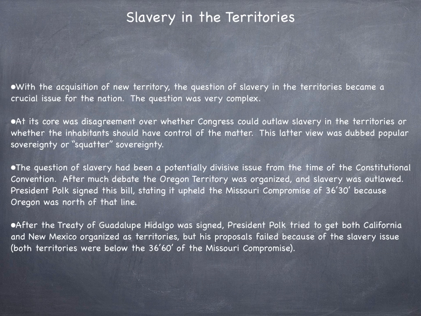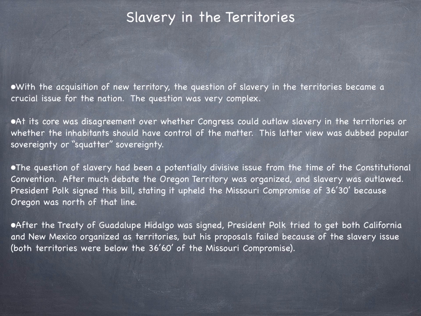With the acquisition of new territory, the question of slavery arose again, and it became a crucial issue for the nation. This question is very complex. At its core was disagreement over whether Congress could outlaw slavery in the territories or whether the inhabitants should have control of the matter. This latter view was dubbed popular sovereignty or squatter sovereignty.